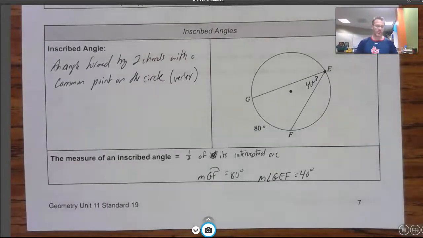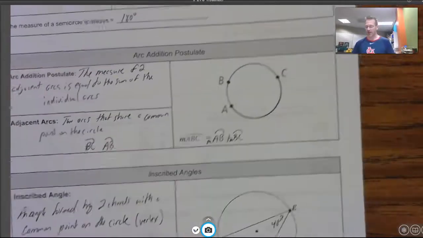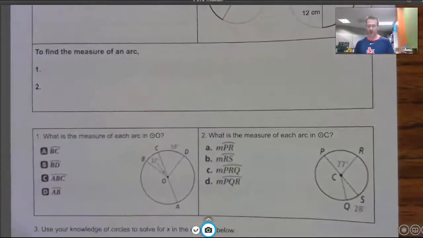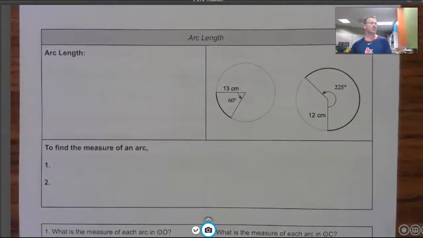You can see that with circles, there's a lot of terminology, a lot of different things, but a lot of the relationships are pretty straightforward. You're just going to have to know those. All right, let's talk about arc length, so flipping the page to page 8 here.